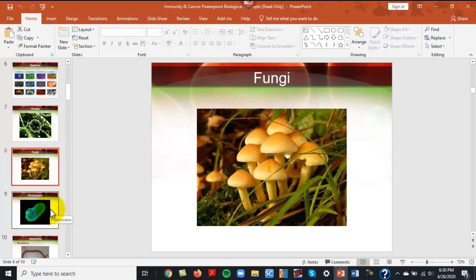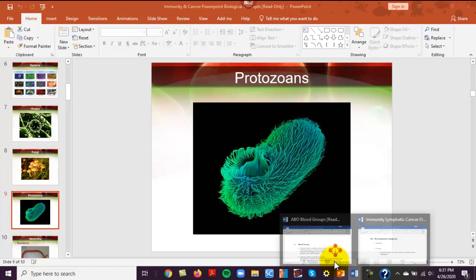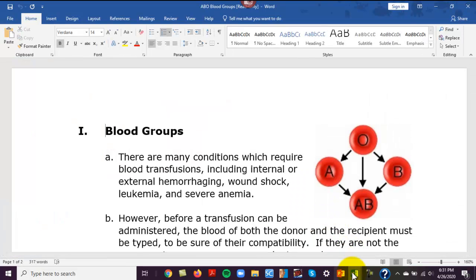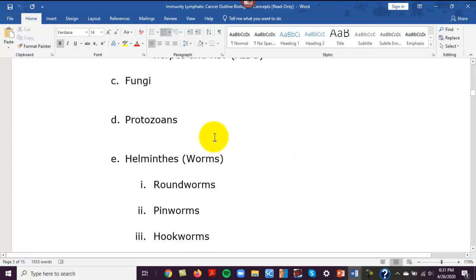Fungi, the fungus among us. Those include yeast and mold. This is a protozoan, a little guy there with the little cilia around. Oops, that's the wrong outline. So those are little single-celled organisms. Protozoans are what you find in water that make you sick.